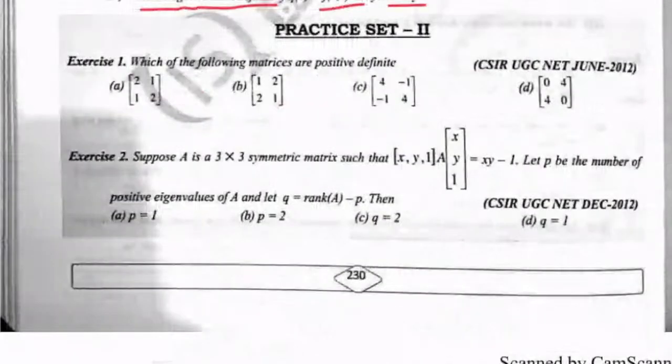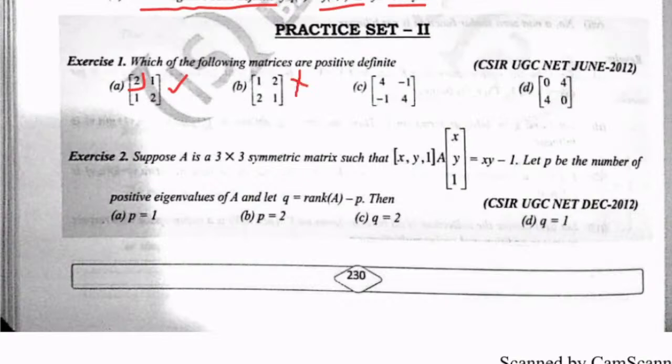These are some of the exercises we have to work. We have to see which of the following matrices are positive definite. Here 2 is positive, and 2 into 2 is 4 minus 1, so this is a positive definite matrix. Here 1 is positive, and the determinant of the D2 minor is 1 minus 4, so this is not a positive definite matrix. Here 4 is positive, and 16 minus 1, the determinant of this matrix, is positive. Hence, this is positive definite.